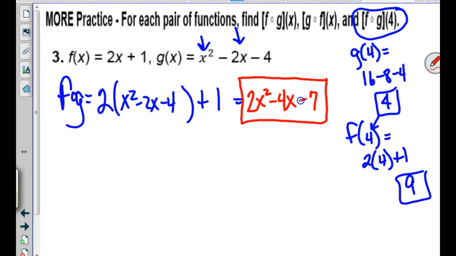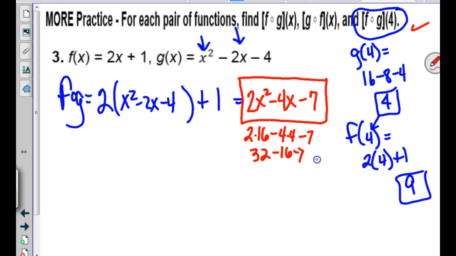Is that what we were supposed to put the 4 into eventually here? Right there? So let's double check that it works. 2 times 4 squared minus 4 times 4 minus 7. This would be 32 minus 16 minus 7. 16 minus 7 is 9. Okay? So that's a way to check that we did the algebra right, as it worked both ways.